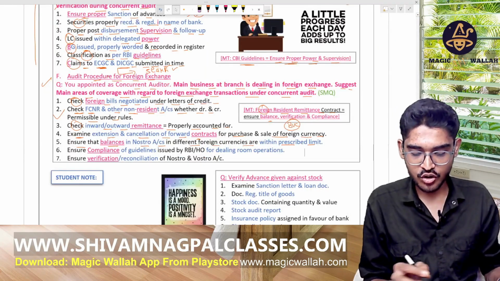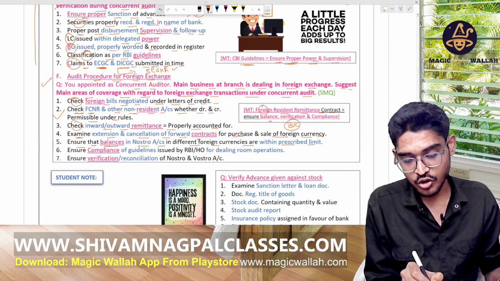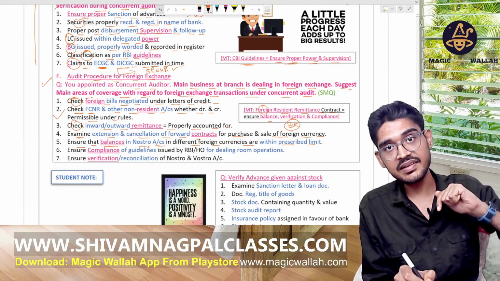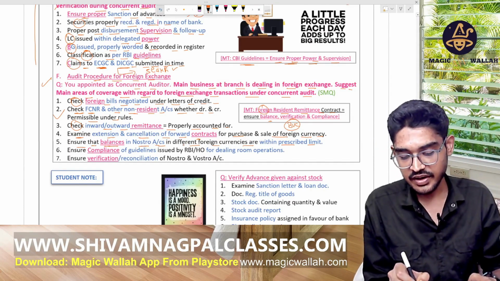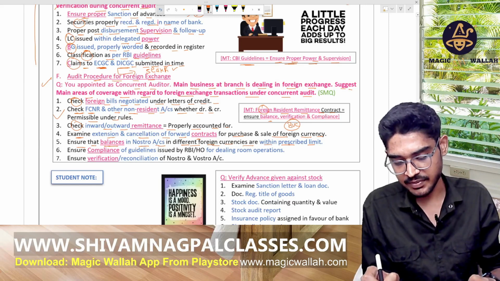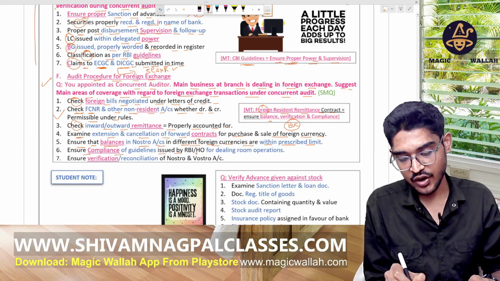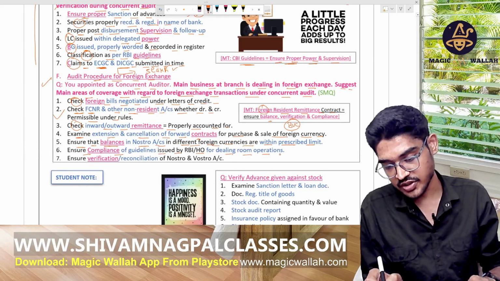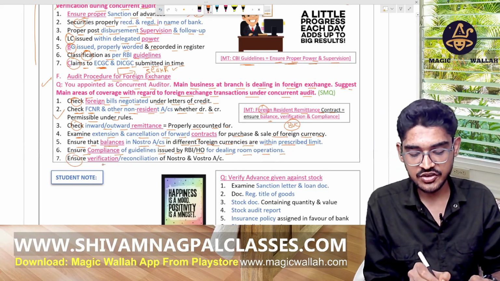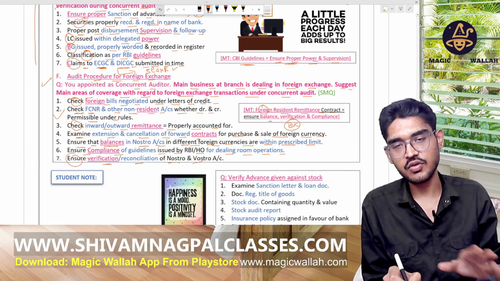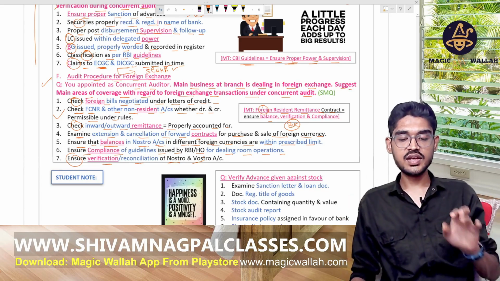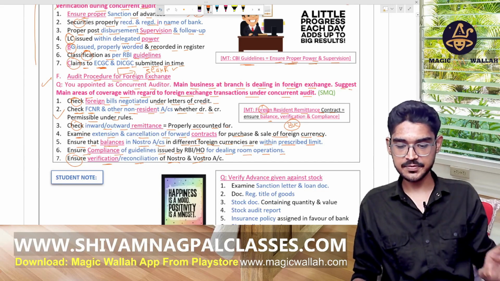So check the nostro account. Ensure that the balance in the nostro account, meaning our account balance in different foreign currencies, is within the prescribed limit. Ensure compliance with guidelines issued by the RBI head office for dealing with forex operations. Ensure the verification and reconciliation of the nostro and vostro accounts, and check the forward exchange contracts.